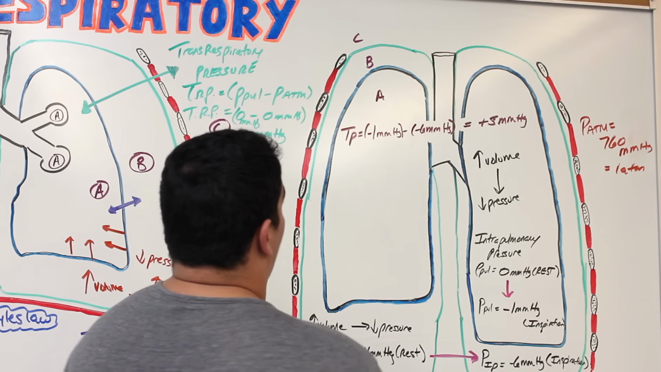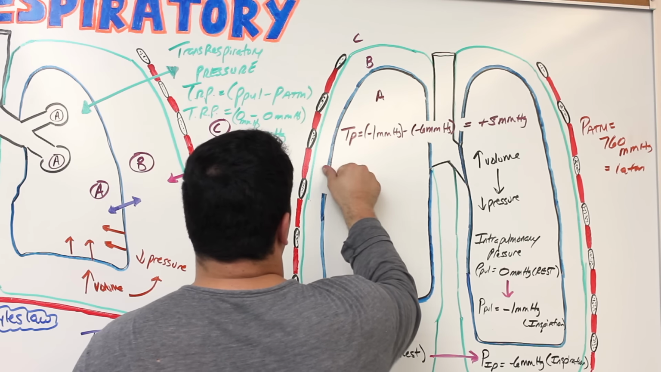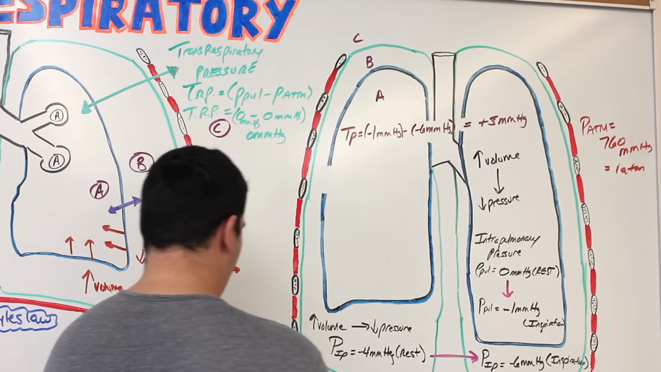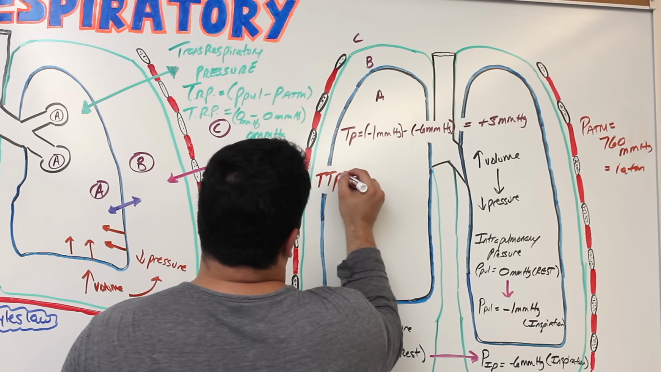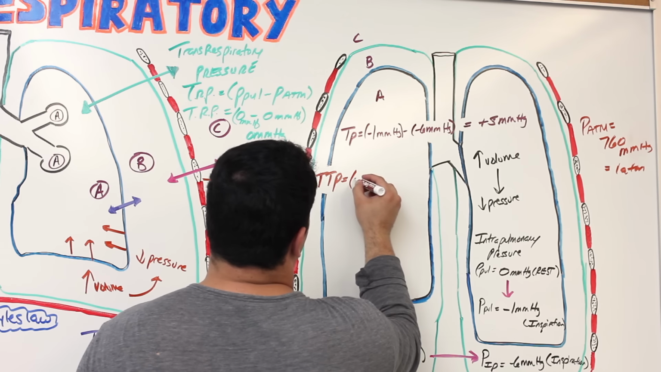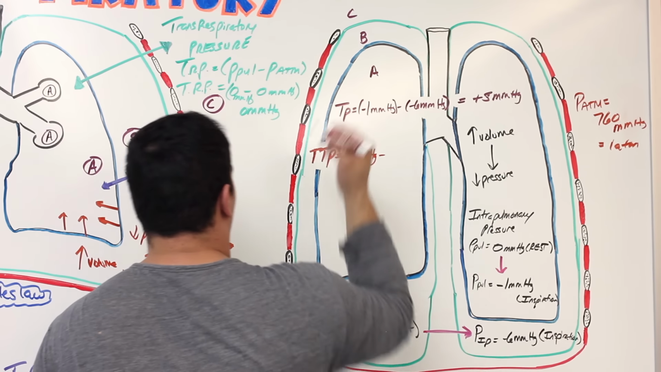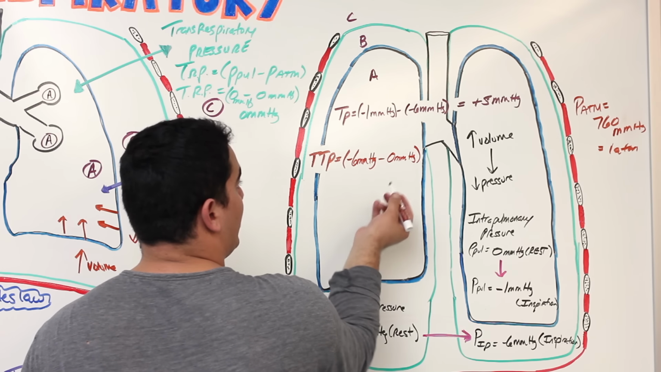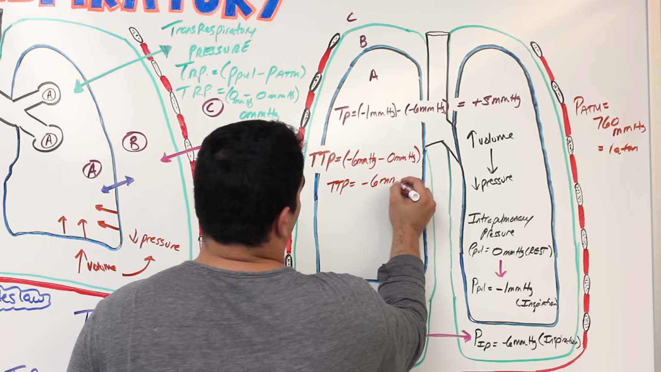The next one we said was the difference between B and C, which is the difference between the intrapleural pressure and the atmospheric pressure. We said that this is the transthoracic pressure. Let's write that puppy down. So the transthoracic pressure is equal to the intrapleural pressure, which in this case was -6 millimeters of mercury, minus 0 millimeters of mercury. Again, the transthoracic pressure should be equal to the intrapleural pressure. And the transthoracic pressure is -6 millimeters of mercury.